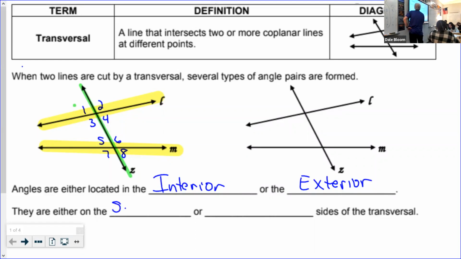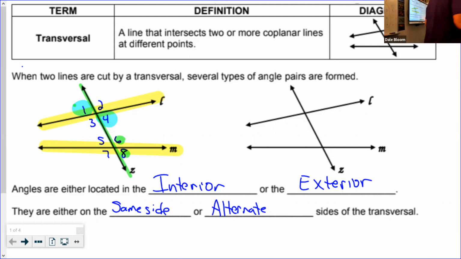So they're either on the same side, like angle 6 and angle 8 are on the same side of the transversal. Okay? Same side. Now, angle 1 and angle 4 are on alternate sides of the transversal. Got it? That's a way we can classify angles. We can say that they're on the interior or they're on the exterior, between the lines that are being intersected by the transversal. And that they are on the same side of the transversal or on alternate sides of the transversal. Okay? So let me give you some examples.